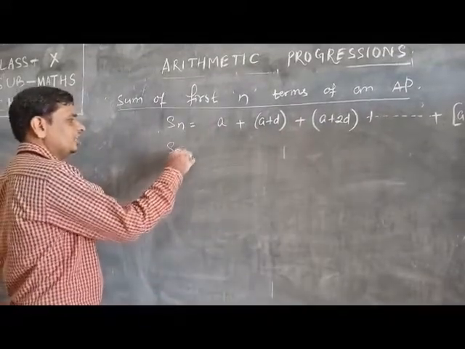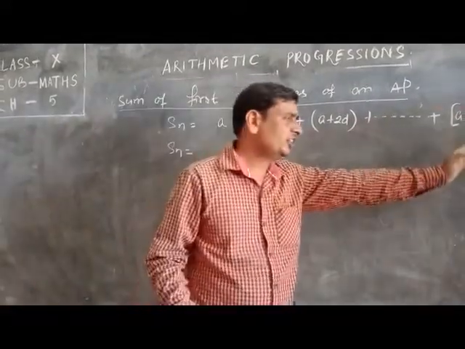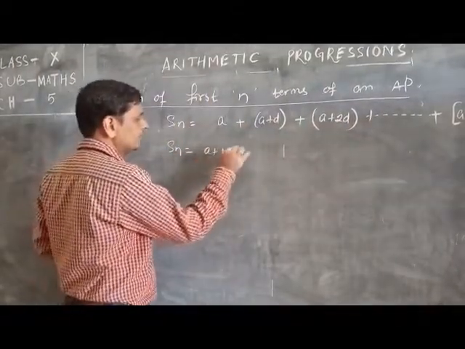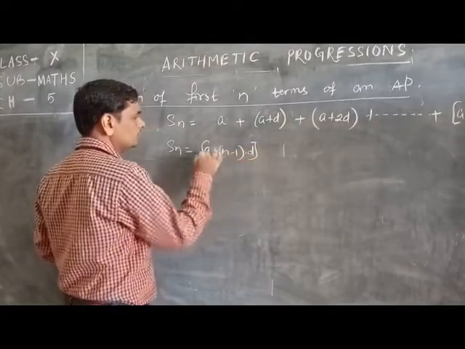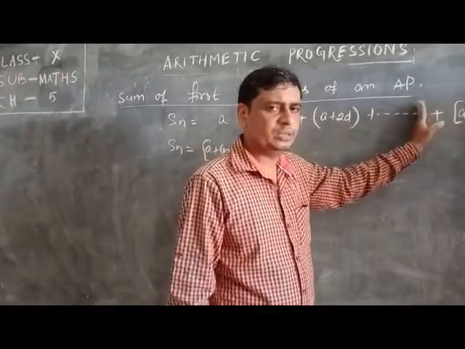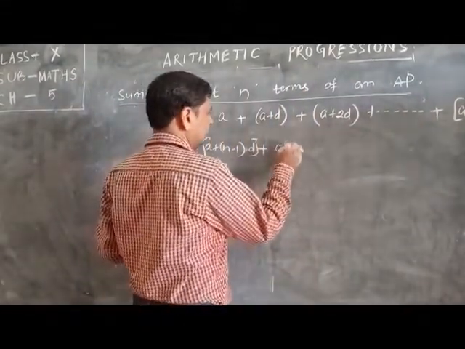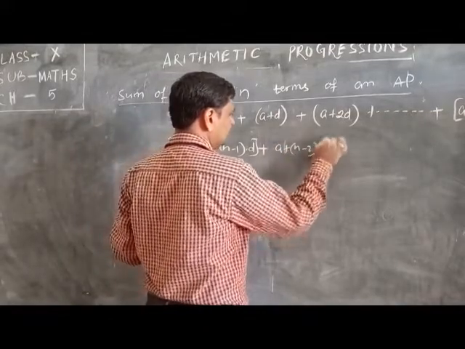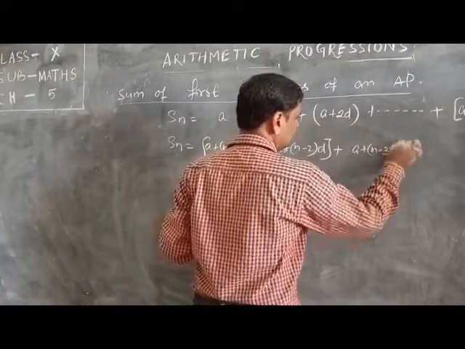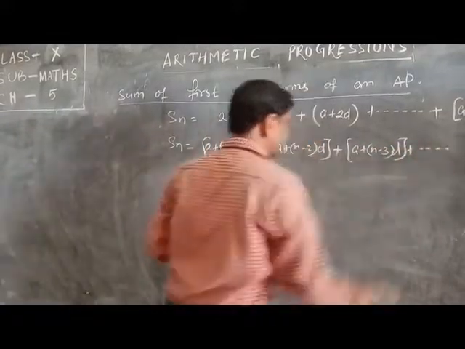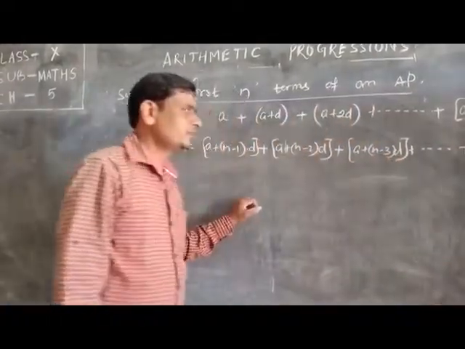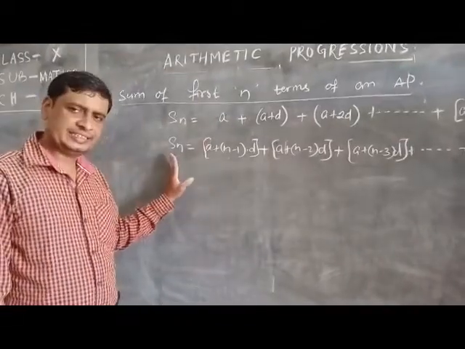This Sn is also equal when we add from the last term, from the nth term to the first term. That is a plus n minus 1 into d plus. First we have taken the last term, then the previous will be a plus n minus 2 into d. Next will be a plus n minus 3 into d. In this way, it is added up to the first term, that is plus a. In this case also, we will get the same result, that is Sn.